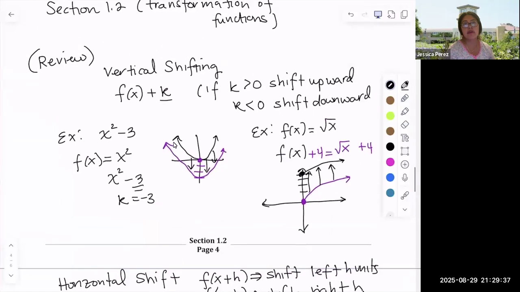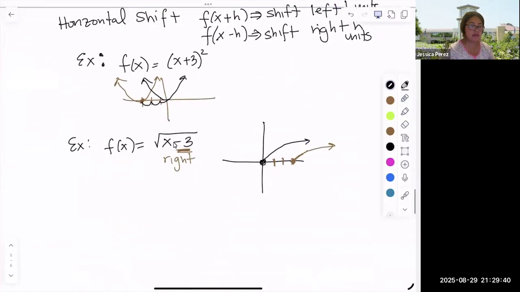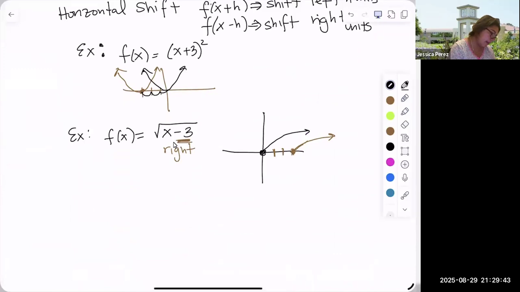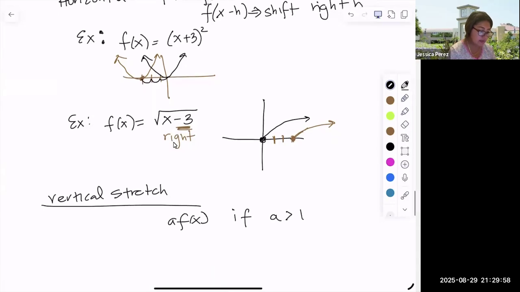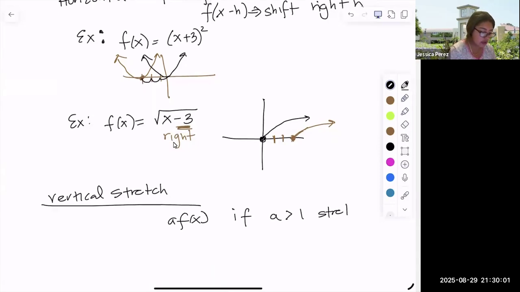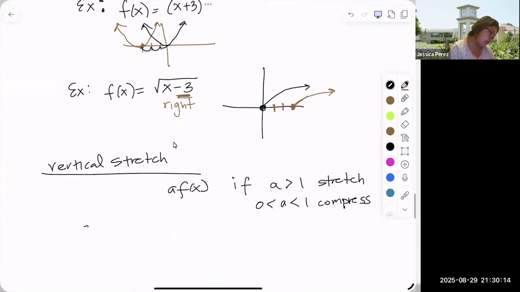So that is vertical shifting and horizontal shifting. We also have a vertical stretch. That means that if you have a times f of x, if a is greater than 1, it's going to stretch. If a is between 0 and 1, you are going to compress. What does that mean? Let me do an example.